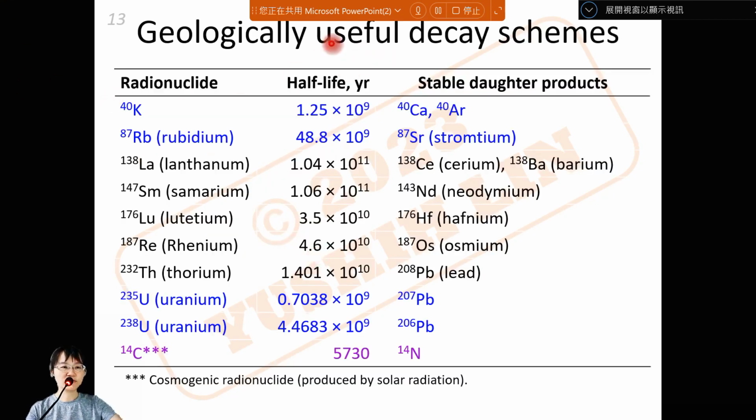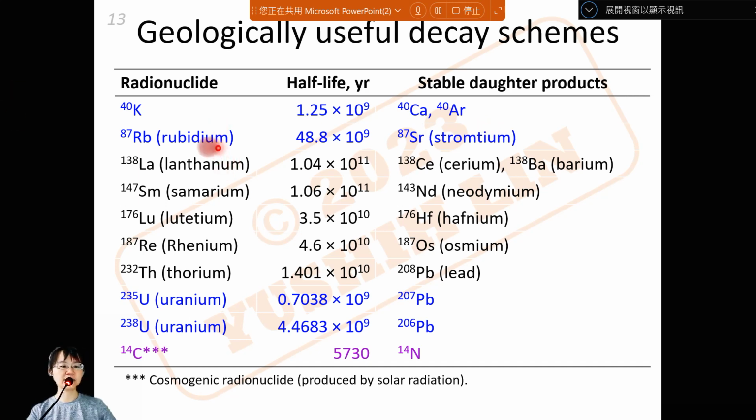These are the useful decay schemes, which means the methods that geologists usually use. Because in nature, there are so many different isotope pairs. You may wonder, which one should I use? Here are a few that we usually use. C14. This is its half-life. In a few weeks, we will talk about potassium-40. This method is used to date volcanic rock.